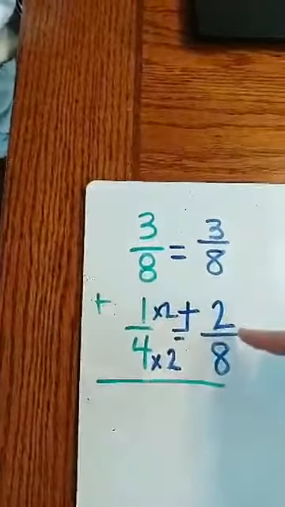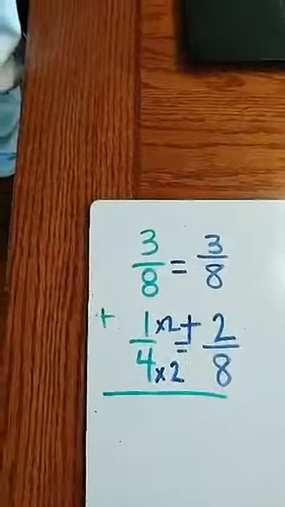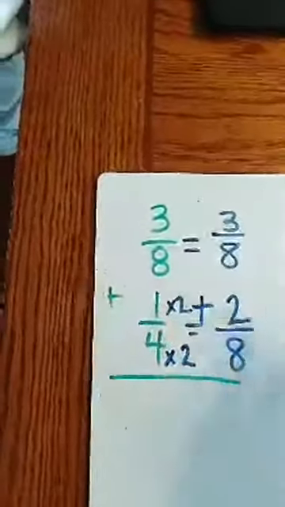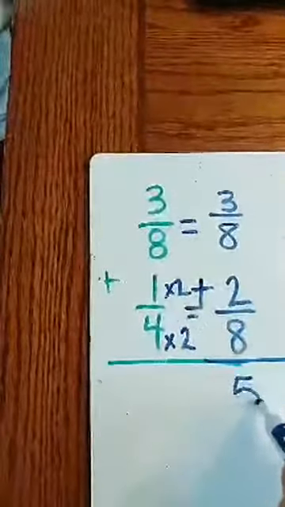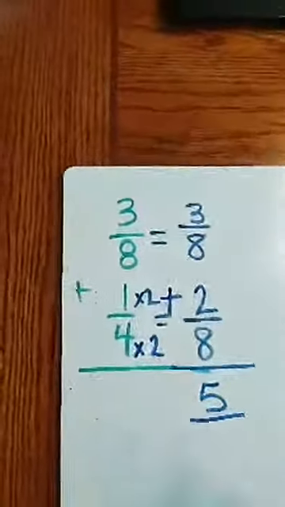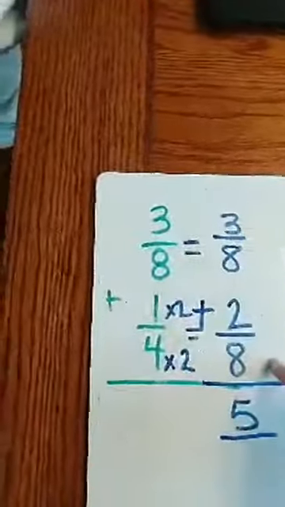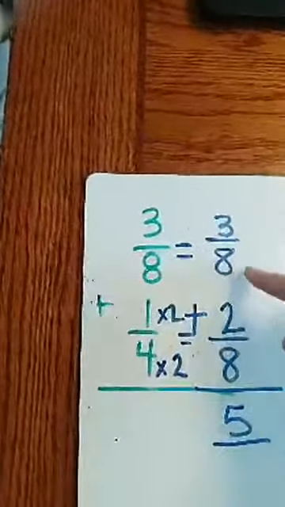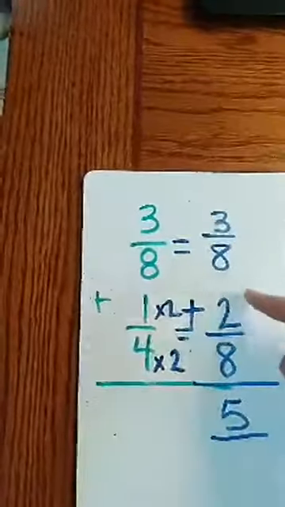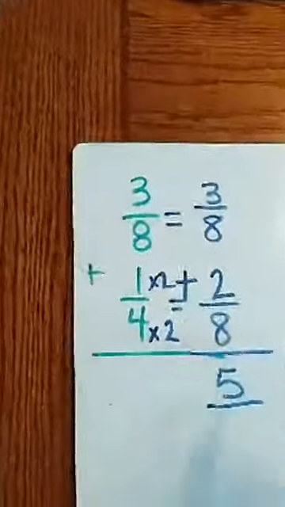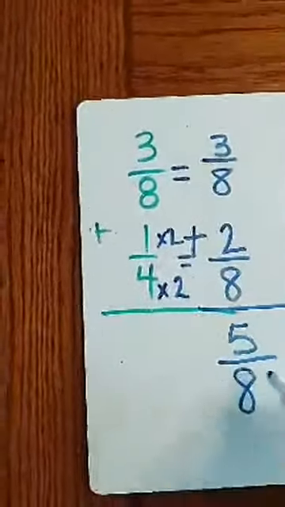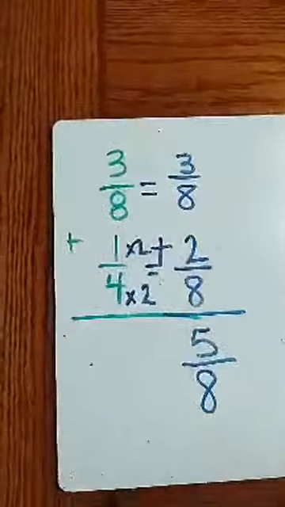I have common denominators. I'm ready to add. 3 plus 2 is 5. Now be careful. We do not add our denominators. We have like denominators, so we keep it like. We use the same one. We just bring that denominator straight down.